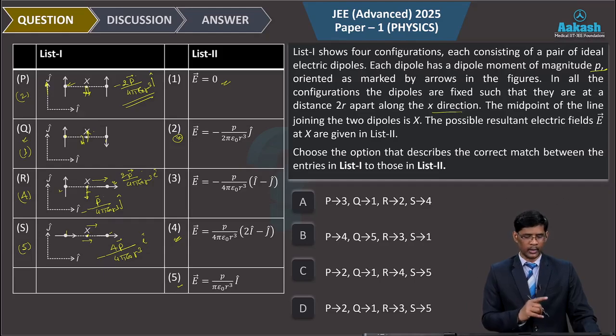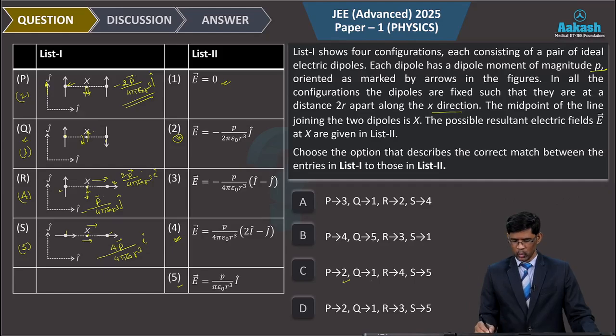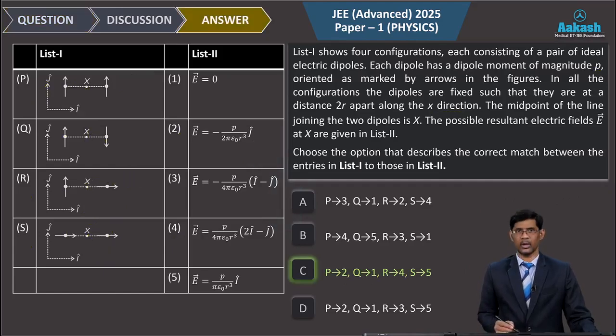So overall we got 2, 1, 4, 5 that will be matching respectively with P, Q, R and S. Let's see the options now. 2, 1, 4, 5. Clearly we can see that option C is the correct answer for this question. Yeah, we can see that option C is the answer for this question.